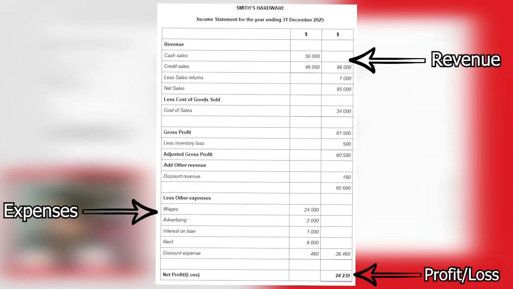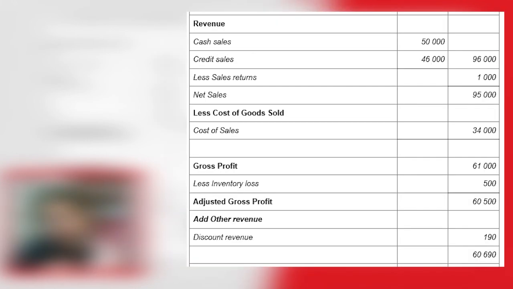All right, so you have the revenue section. We start off with our cash and credit sales. Any sales go in the top part in that revenue. Less sales returns. Make sure we always put sales returns, and ergo net sales. Then we have less cost of goods sold.